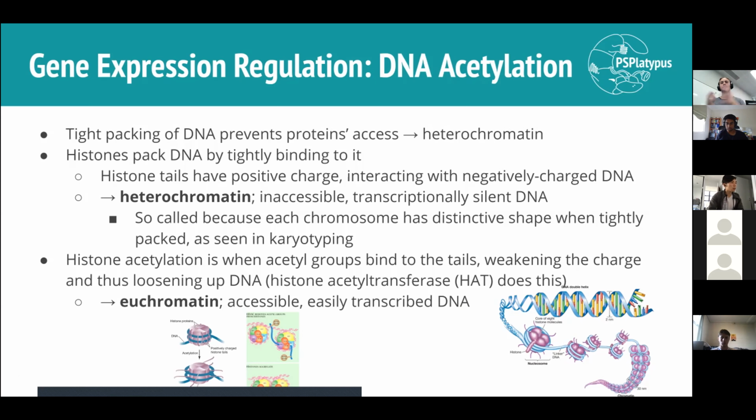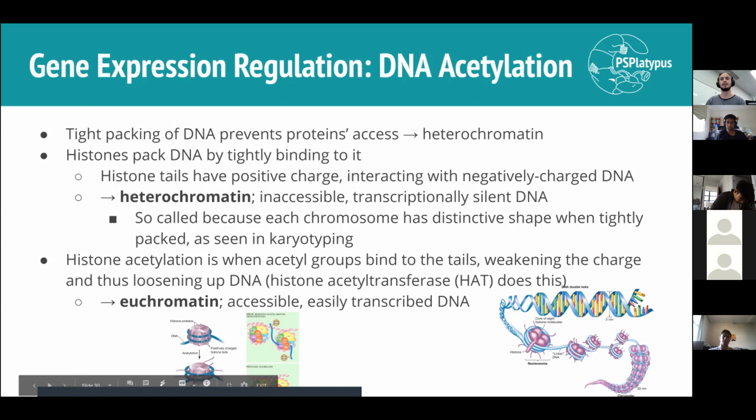So because each chromosome has a distinctive shape, it's called heterochromatin, because you might have seen a karyotype before, and that's where you have all of the chromosomes lined up, including the X and Y and the 23 somatic chromosomes. They all look different. And so it's all really tightly packed up when you actually karyotype so that you can see the differences. So it's called heterochromatin. Euchromatin, good chromatin, U meaning good.